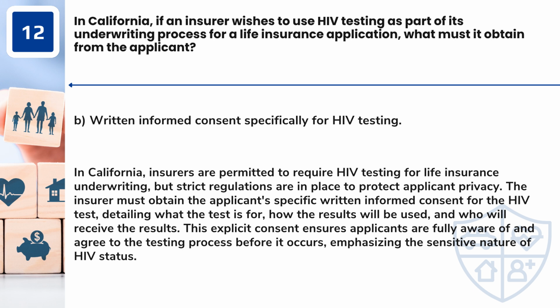In California, insurers are permitted to require HIV testing for life insurance underwriting, but strict regulations are in place to protect applicant privacy. The insurer must obtain the applicant's specific written informed consent for the HIV test, detailing what the test is for, how the results will be used, and who will receive the results. This explicit consent ensures applicants are fully aware of and agree to the testing process before it occurs, emphasizing the sensitive nature of HIV status.